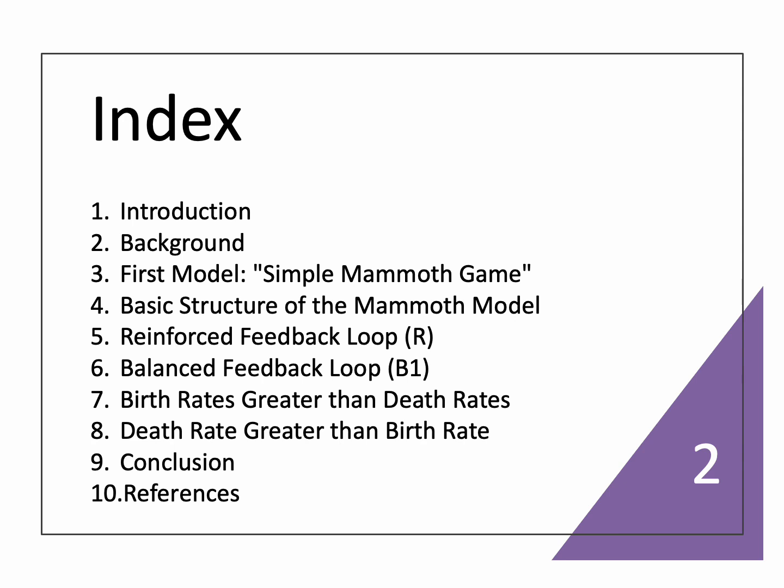This index presents the different topics that will be addressed in the presentation on mammoth population dynamics, from the introduction to the conclusion. Key aspects such as historical background, the basic structure of the model, and the effects of feedback loops on the mammoth population will be explored. Each section provides an overview of the main points to be discussed, allowing for easy navigation through the presented content.